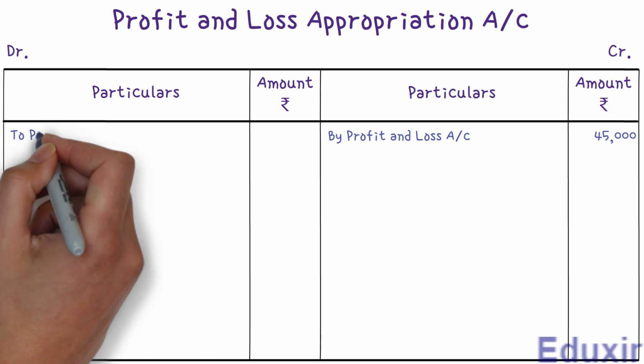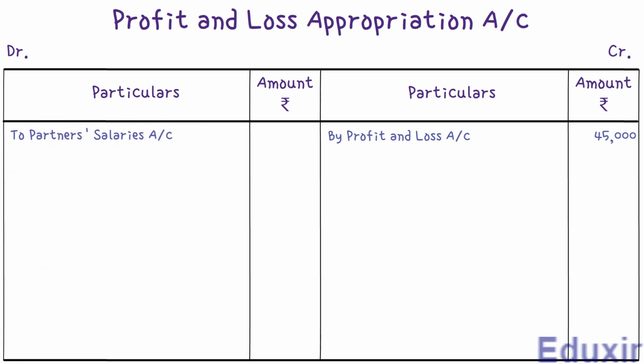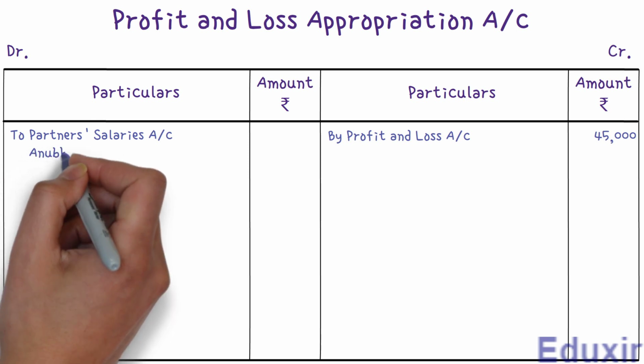Let's first write partner's salaries account as a subheader in the particulars column on the debit side. Let's then write the partner Anubha's salary, which is 8,400 rupees.